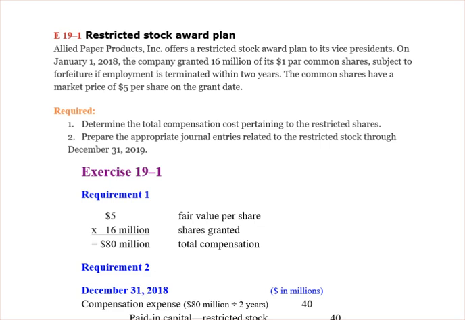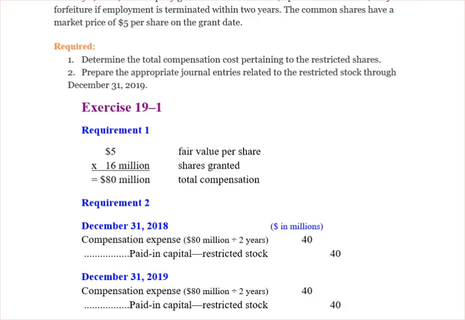The 80 needs to be spread over 2 years, in which case you would have compensation expense and paid-in capital, which is accumulating. So the compensation expense goes to the income statement, and the paid-in capital is accumulating. Don't do it on December 31st. If you have quarterly, you need to do this every 3 months. You do 1/4 of that, or 10 million every quarter.